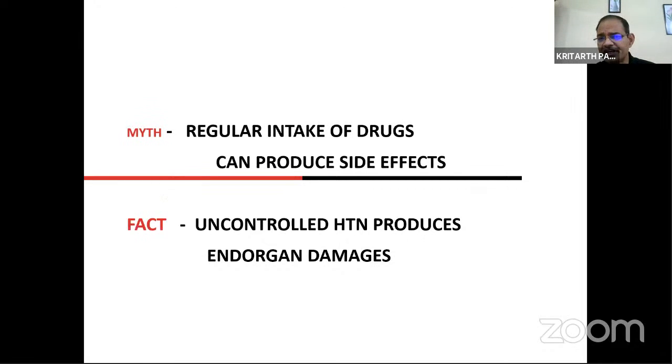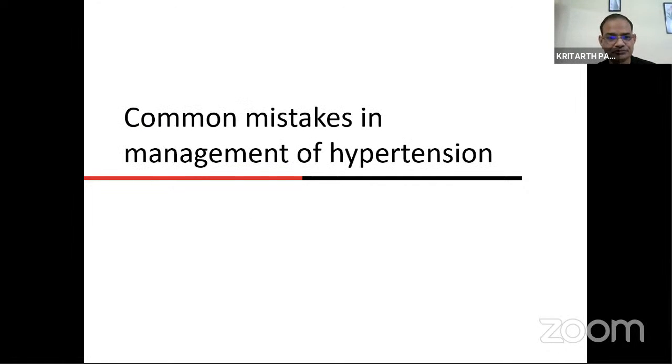Another myth is that regular intake of drugs can produce side effects. People think that if they continue their medication, they will have a lot of side effects, that English medicine has a lot of side effects. But the fact is, uncontrolled hypertension produces end organ damage. End organ damage means irreparable damage or irreparable loss of the kidney, heart, brain, and peripheral tissue.